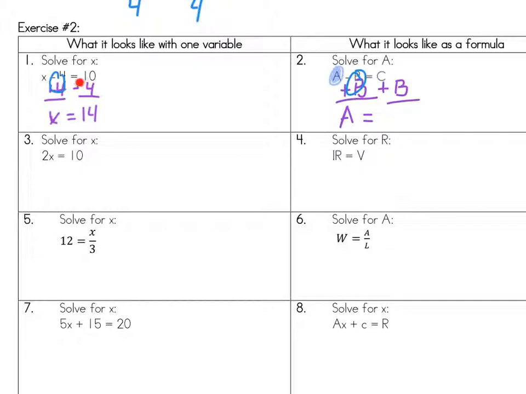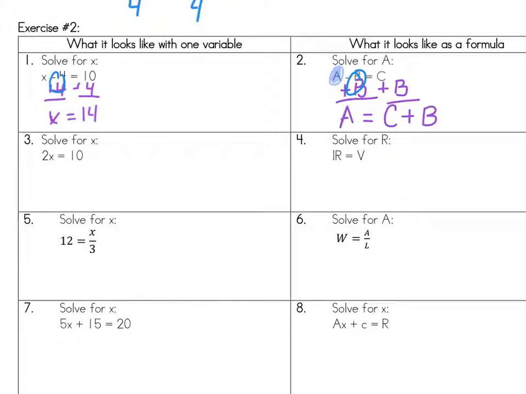Now over here, 14 is really 10 plus 4. Well, can I combine a c and a b together? Are they like terms? Are they the same variable? No. So I actually can just leave my answer as a is equal to c plus b, and that's it.